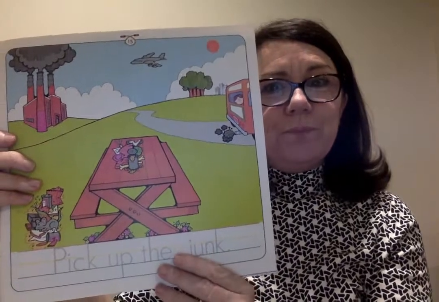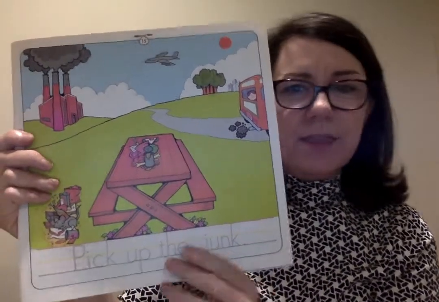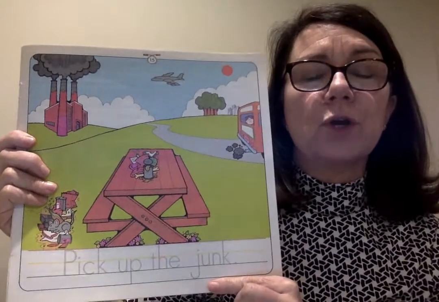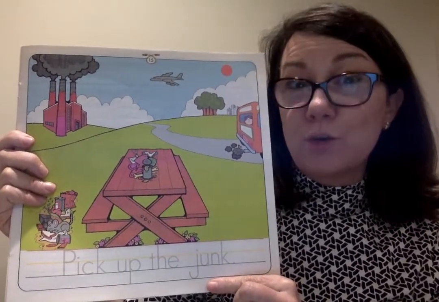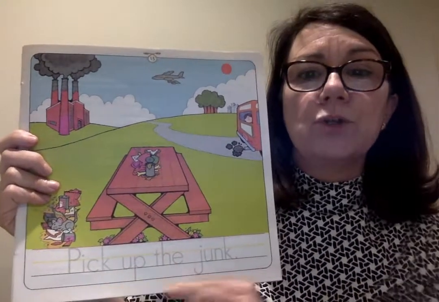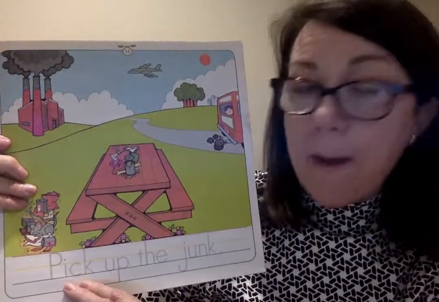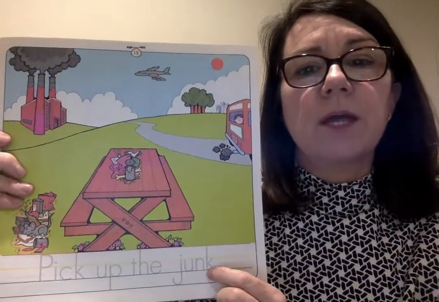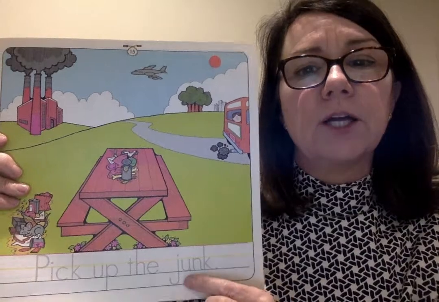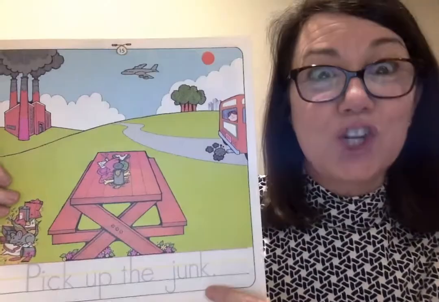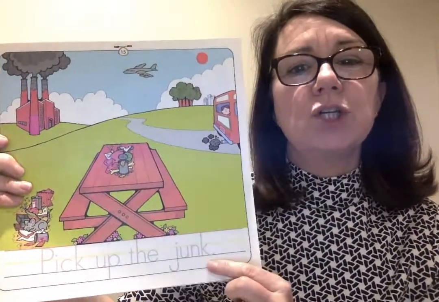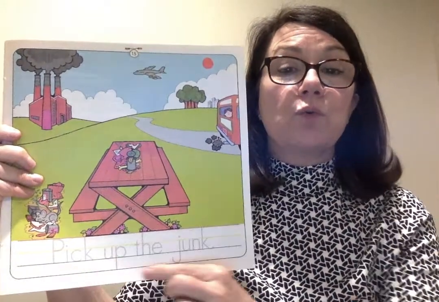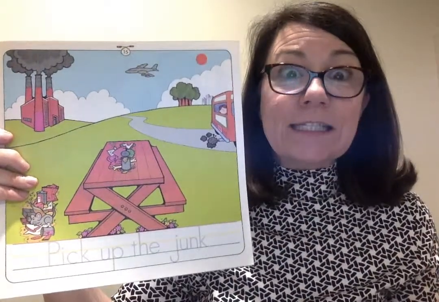So I think we need to do something about this. And apparently the people at our letter book do as well. They've written a sentence down here that you're going to trace, and then you're going to read. I'm going to read it for you. I want you to trace it and then read it back. Pick up the junk. There's that U-N-K, unk family. Unk, like trunk, skunk, stunk. U-N-K says unk, junk. Pick up the junk, period. So we're going to trace that, and then we're going to do what it says.